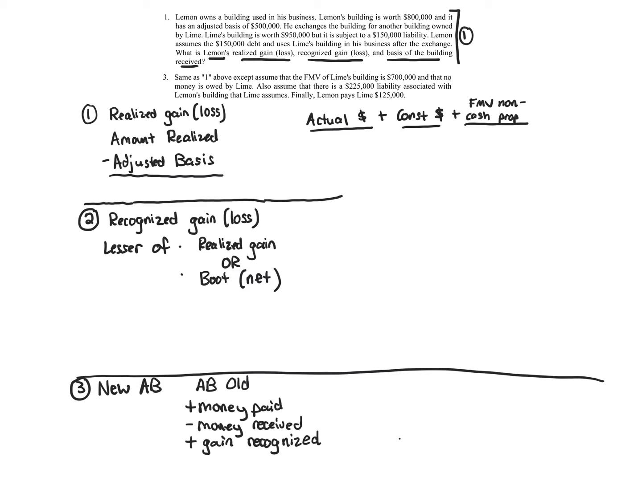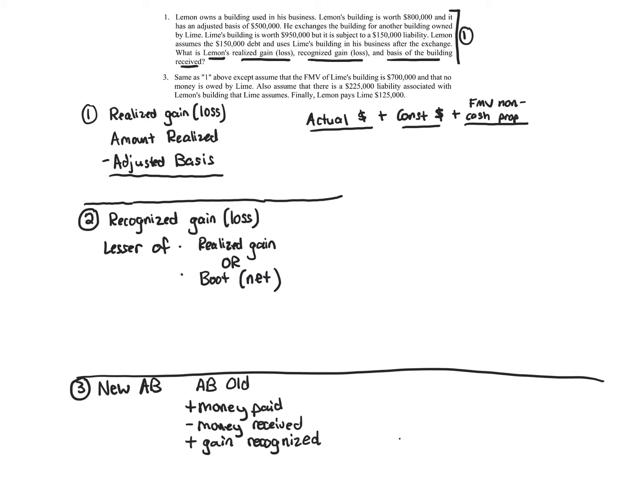In 3, we're told, okay, same as that scenario, except the fair market value of Lime's building is now $700,000, and Lime does not have a liability that Lemon takes on. That's obviously extremely important. In problem 1, we saw Lemon had constructive cash paid because Lemon took on Lime's liability, but in problem 3, we don't have that anymore. Lemon is not taking on Lime's liability. Very important. Keep that in mind for when we determine the basis for the realized gain or loss calculation.